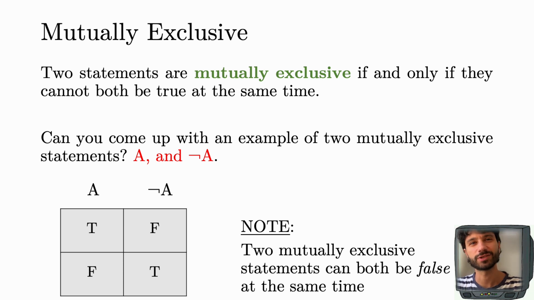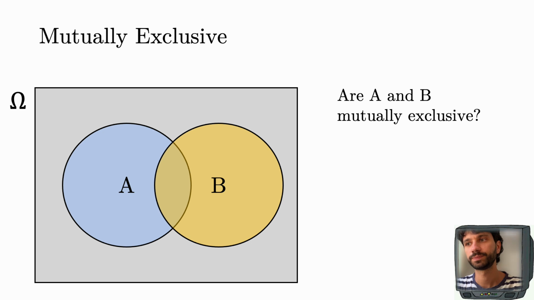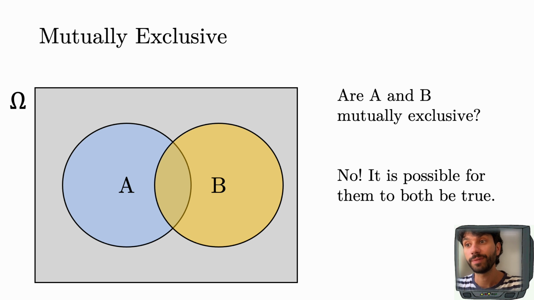Again, let's look at this visually, what it means for 2 statements to be mutually exclusive. Are A and B mutually exclusive here? No, right? Because it's possible for them both to be true. Where would that be? Well, in the cases where their circles intersect, right? Where there's a red dot here, that's a case where A and B are both true. So they're not mutually exclusive.